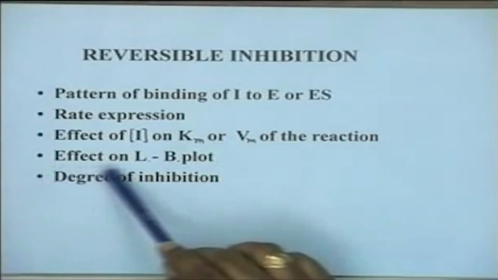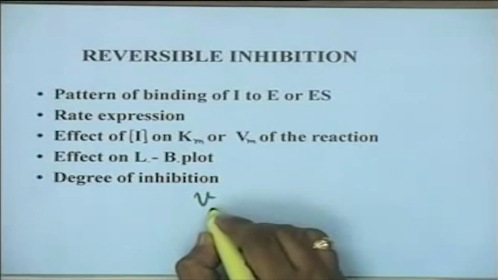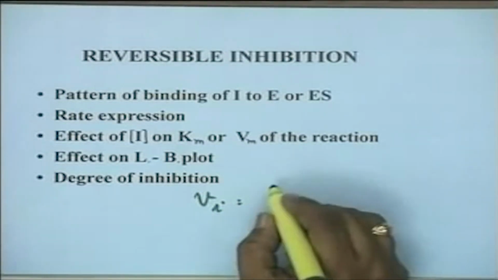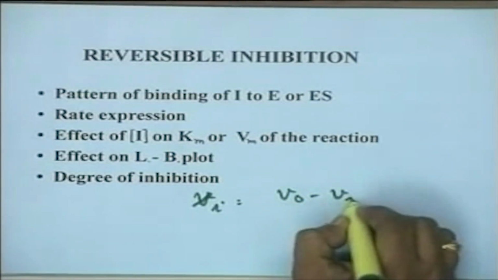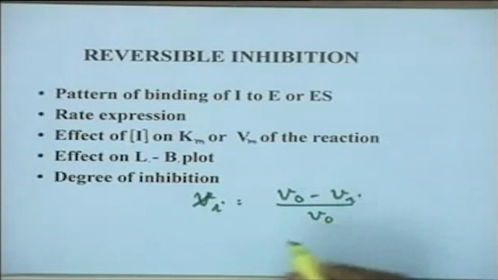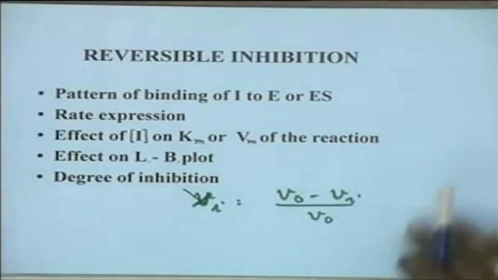Then finally, the type of inhibitor also influences the ultimate degree of inhibition, and as I mentioned earlier, the degree of inhibition is defined as I equal to V0 minus Vi upon V0, where I is the degree of inhibition and V0 and Vi are the enzyme reaction rates at concentration of inhibitor at 0 and at some particular concentration I for the enzyme reaction.